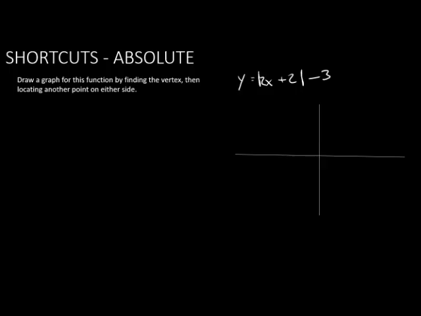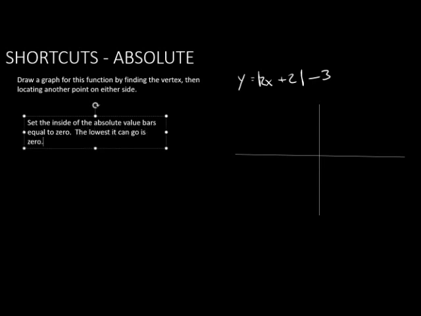In order to graph an absolute function without plotting, we're going to have to start by finding the vertex. To begin finding the vertex, we're going to set the inside of the absolute value bars equal to 0. The reason we do this is because an absolute value can't be negative, so the lowest it can go is 0. We'll start by saying 2x plus 2 equals 0.